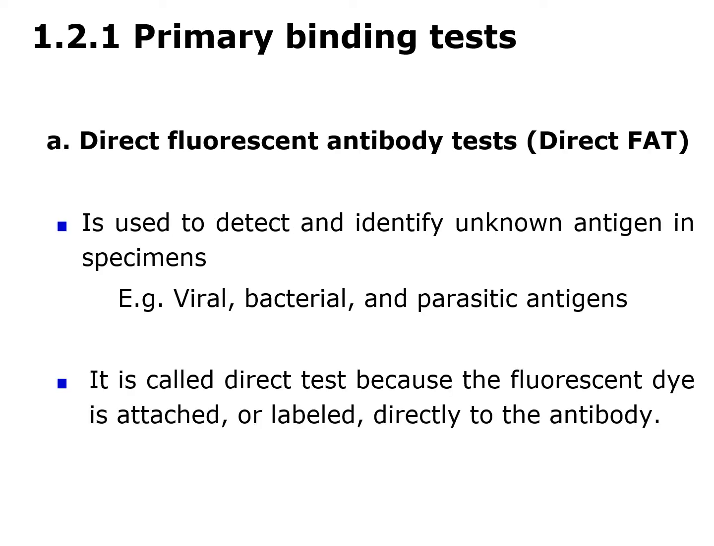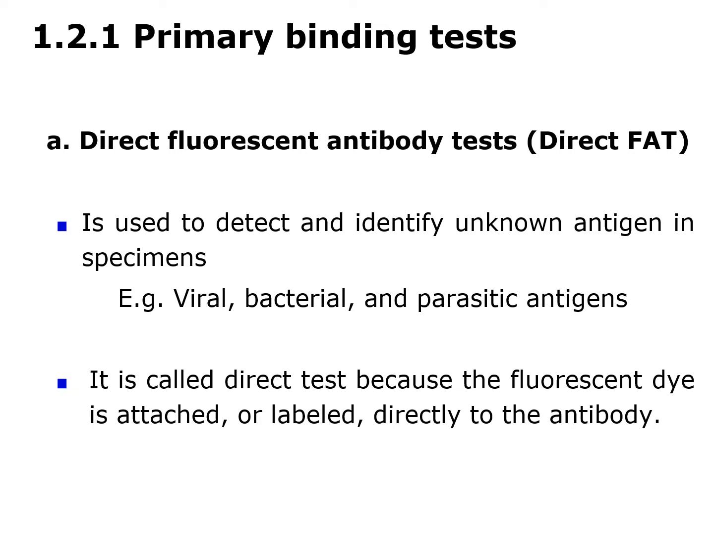Right, so direct fluorescent antibody test, or direct FAT. We use these to identify unknown antigens coming from the various microorganisms. Why do we call it direct? It's because the fluorescent dye is attached or labeled directly to the antibody. So there is a term that we introduce here, which is labeling. To label is to attach a substance onto the antigen or to the antibody that makes it easier for the laboratorians to detect their presence.